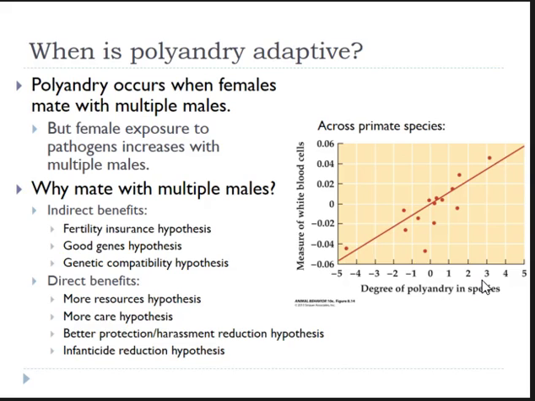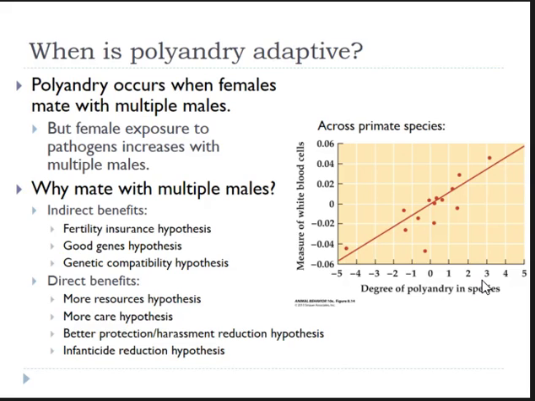So this graph actually shows something about this. This is kind of interesting. This is showing a measure of white blood cells across species. I think these are in primates. They basically do a blood smear, and they count how many white blood cells they are producing. It's sort of an indication of how much activity their immune system has to have, at least one indication of that.